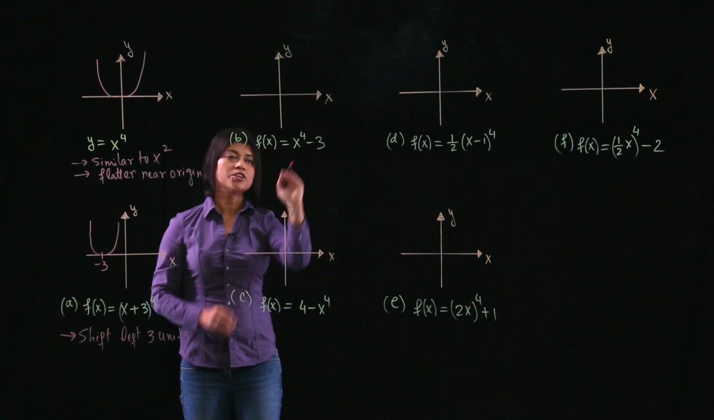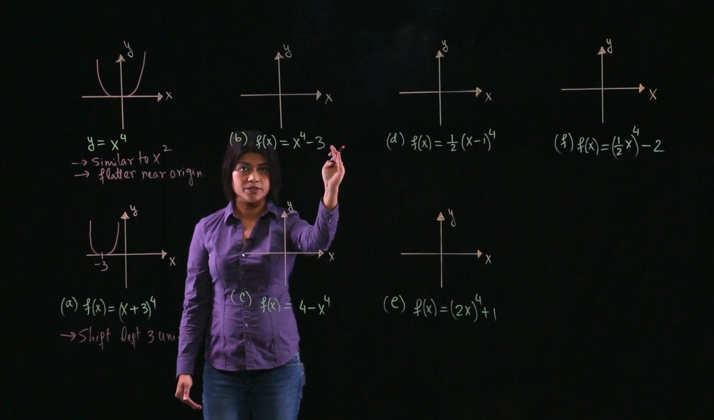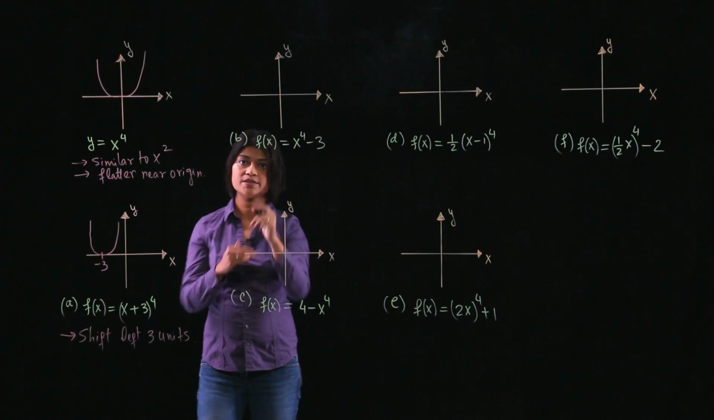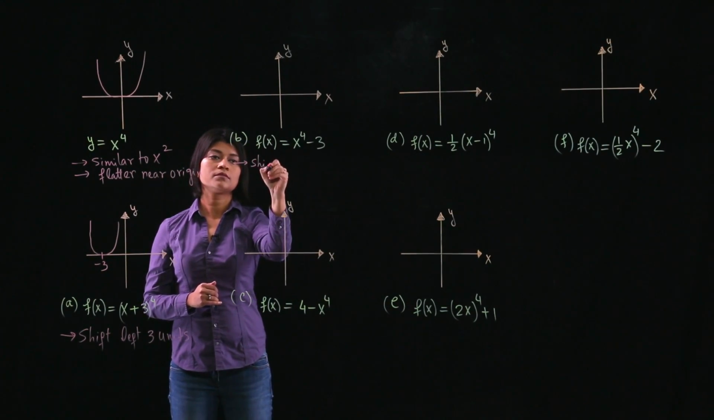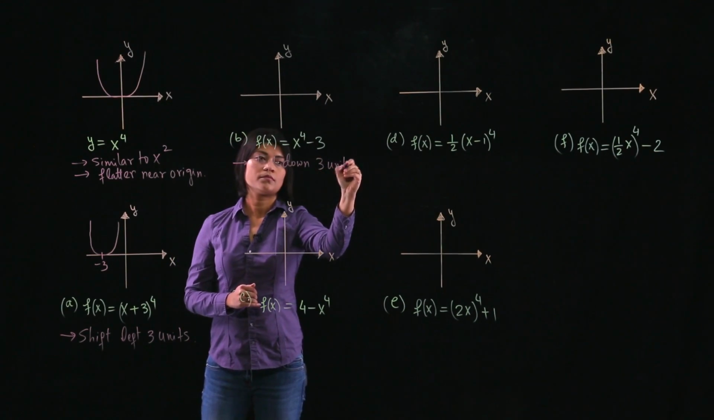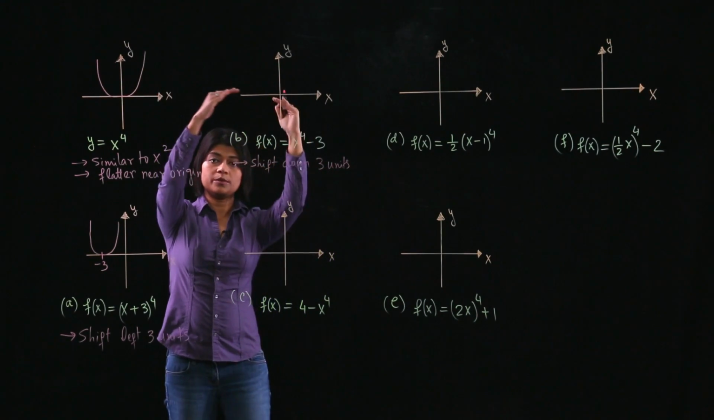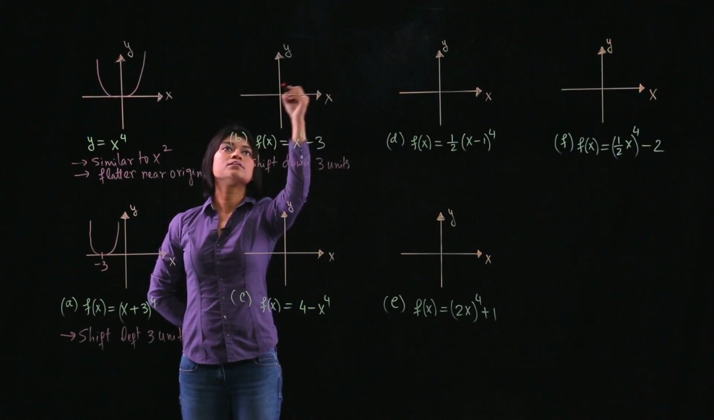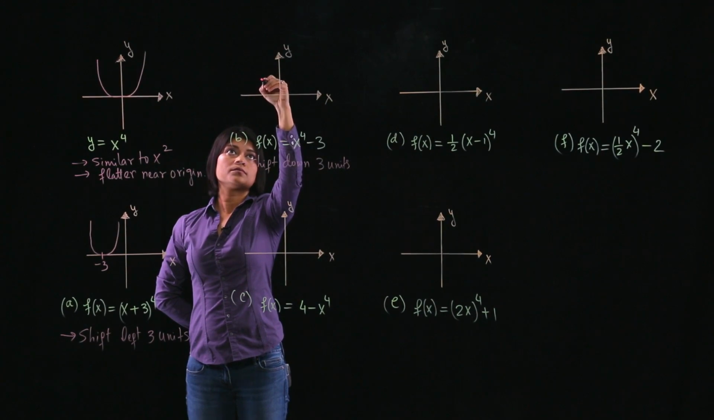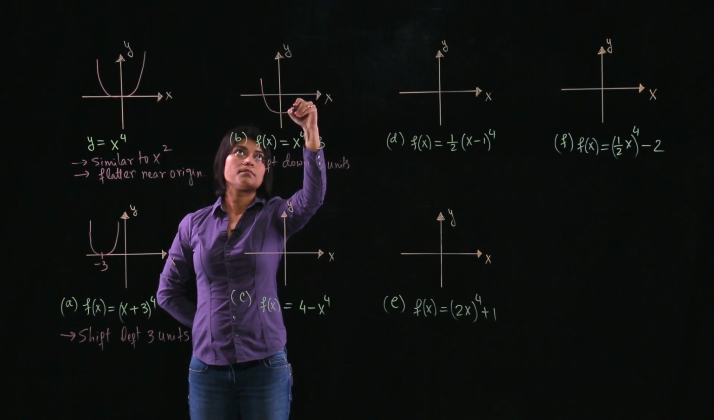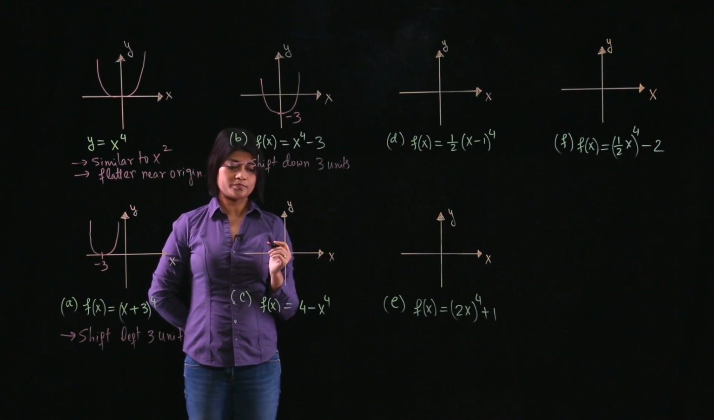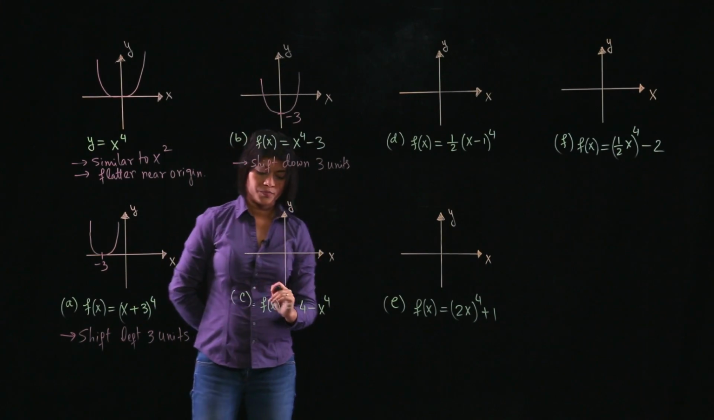Next transformation, the function is x to the 4 minus 3. That means this graph will shift down 3 units. So the same graph of x to the 4, but you will shift down 3 units. So roughly the graph will look something like this. All right, moving on.